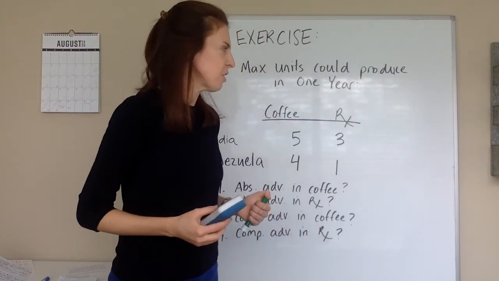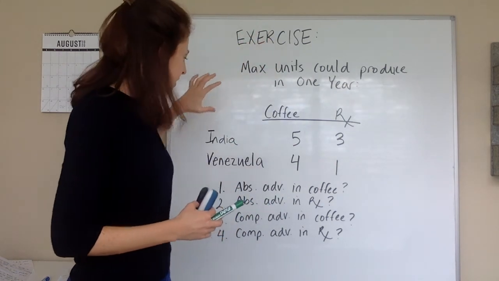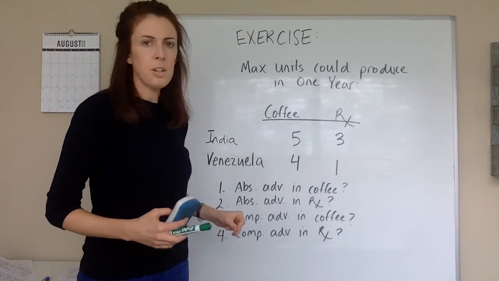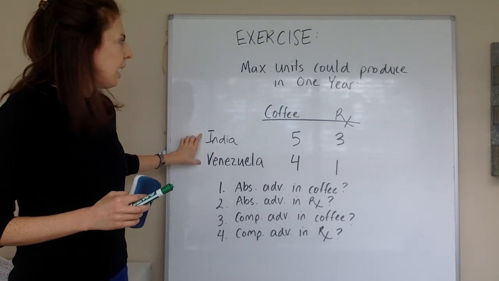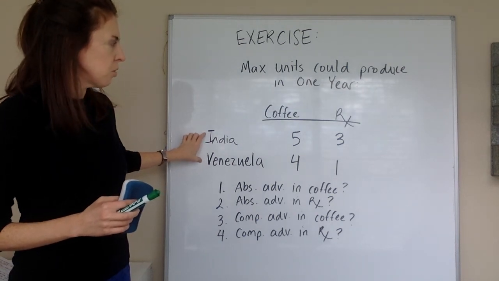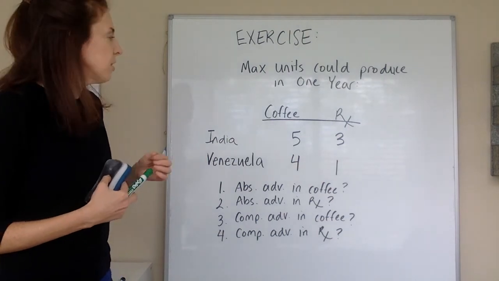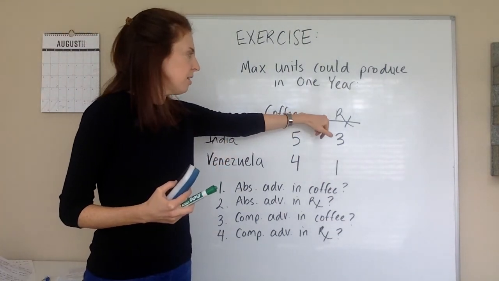Okay, so now it's time for the exercise. I have a scenario up on the board for you that I'm going to explain, and then I'll get to the questions in a minute. So the scenario is, suppose we're thinking about two countries, India and Venezuela. Each of these two countries can produce one of two goods, or they can produce some combination of these two goods. So they can either make coffee or they can make prescription drugs.